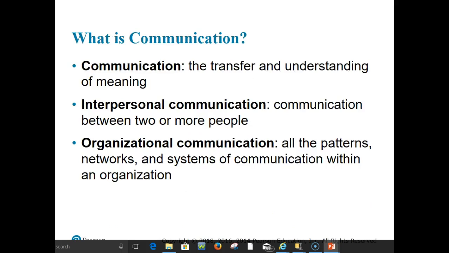So communication is the transfer and understanding of meaning. Note the emphasis on the transfer of meaning. If information or ideas have not been conveyed, communication hasn't taken place. The speaker who isn't heard or the writer whose material isn't read hasn't communicated. More importantly, however, communication involves the understanding of meaning. Now, communication encompasses both interpersonal communication, that's the communication between two or more people, and organizational communication, which is all the patterns, networks, and systems of communication within an organization. Now, both types are important to managers.